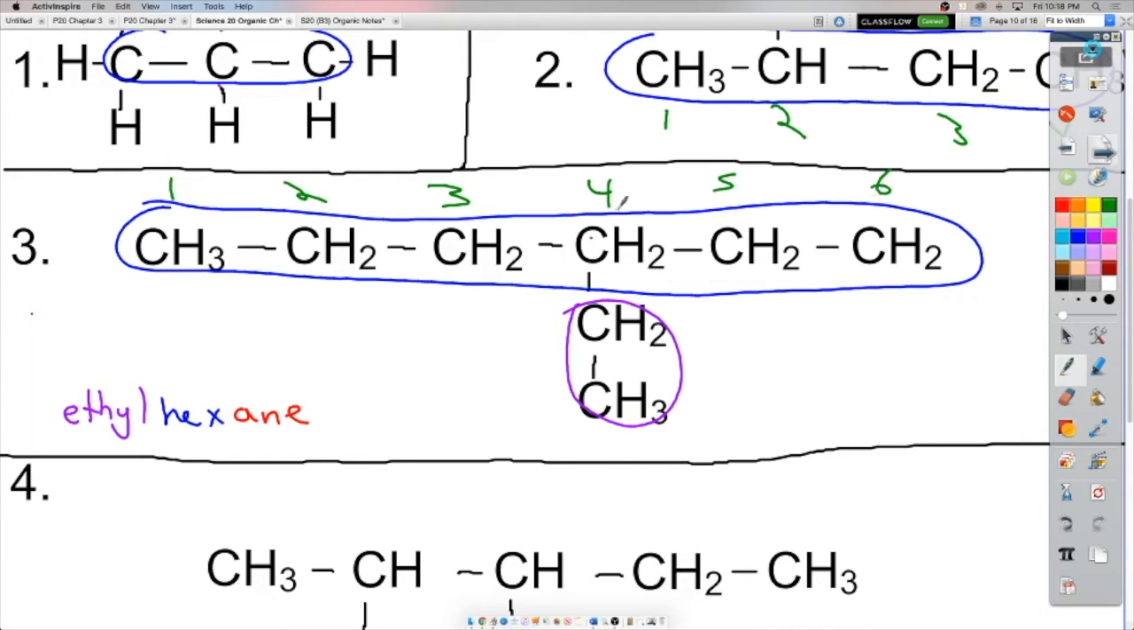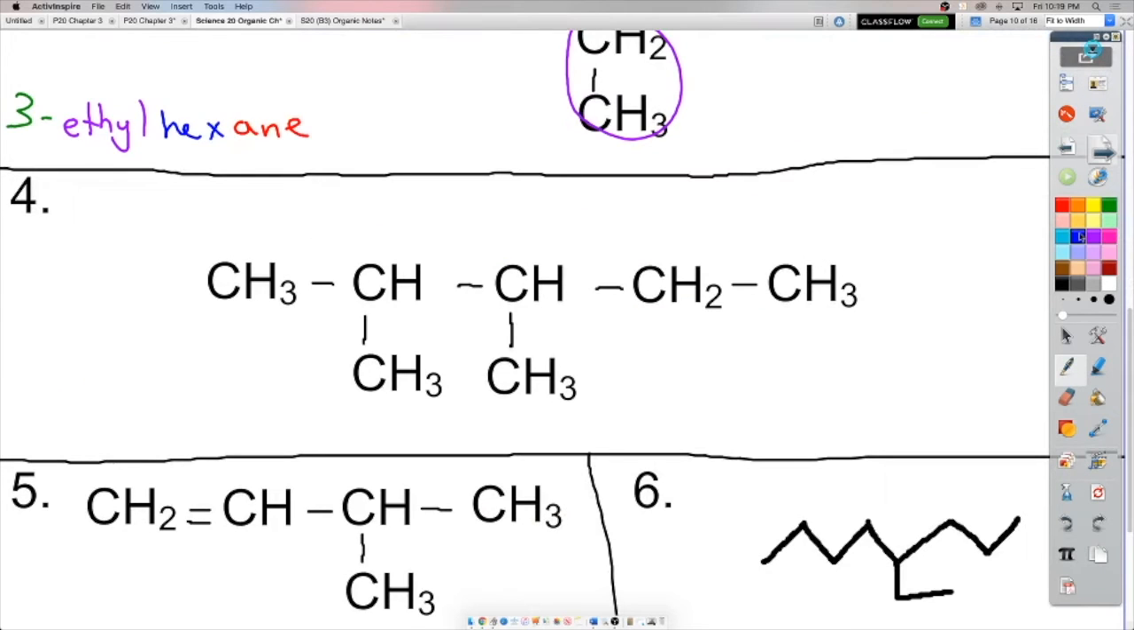Okay, would we say that it's on the 4th carbon, or would it be better to say that it's on the 1, 2, third carbon? Is it better to say it's on the fourth or the third? Well, we go with the lower number, right? So we should actually count this way. We should not count this way because we have to give it the lowest number possible. Okay, so we would say this is not 4-ethylhexane, this is 3-ethylhexane.